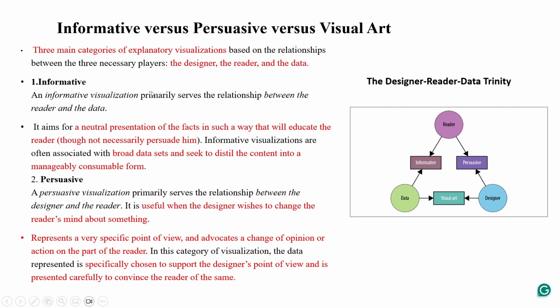Informative graphs or presentation. An informative visualization primarily serves the relationship between the reader and the data. It is a neutral presentation of the facts of the data in such a way that it will educate the reader. Its main focus in this type of presentation is the reader. The reader has to understand what content, what information, is in the data.